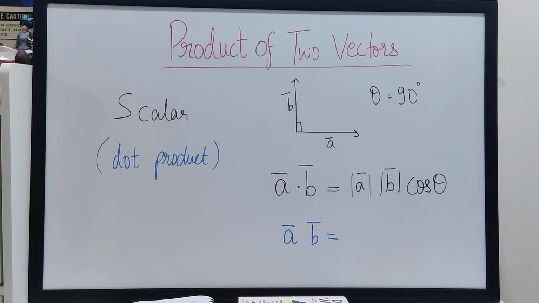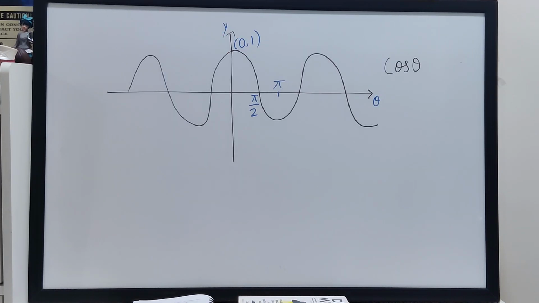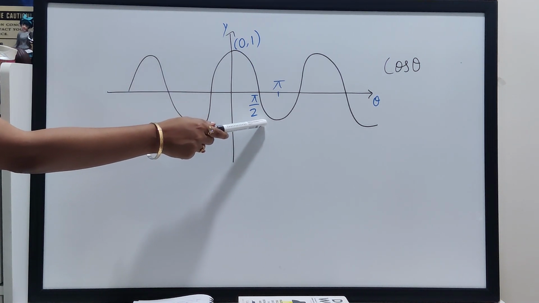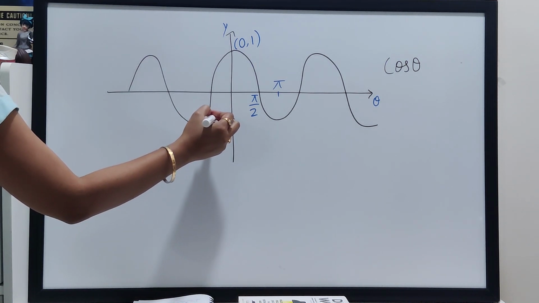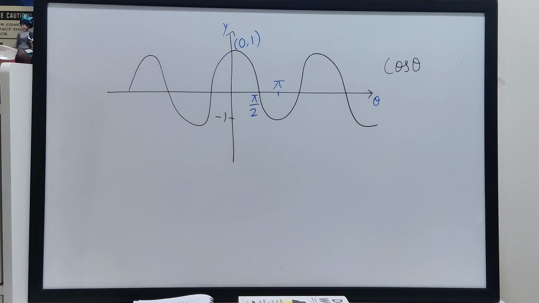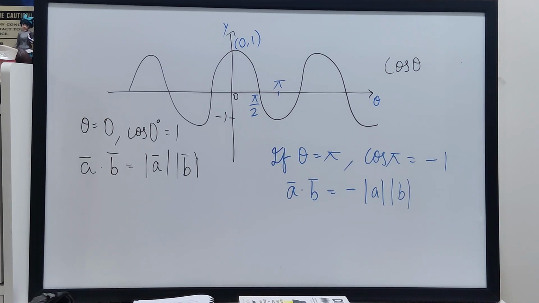If the vectors make an angle of 90 degrees with each other, then the dot product will be 0 because cos 90 is 0, as you can see from the graph. If theta is 0 degrees, then cos 0 degrees is 1. So A dot B is equal to magnitude of A multiplied by magnitude of B. If theta is equal to pi, which is 180 degrees, cos 180 degrees is minus 1. So the dot product will be minus the product of the magnitudes of A and B.